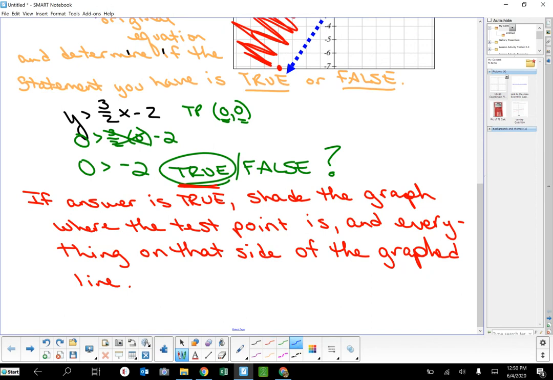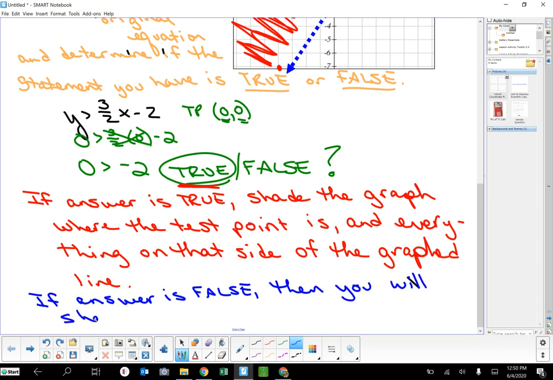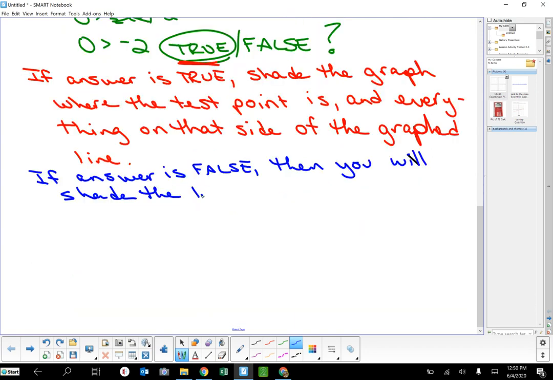Conversely, if your answer is false, then you will shade the side of the line that does not contain the test point.